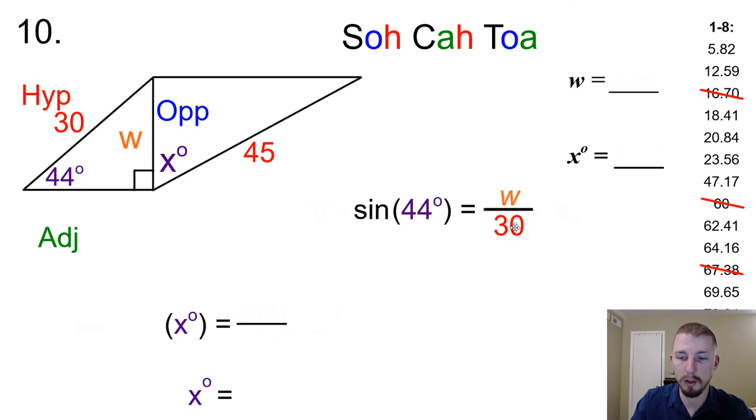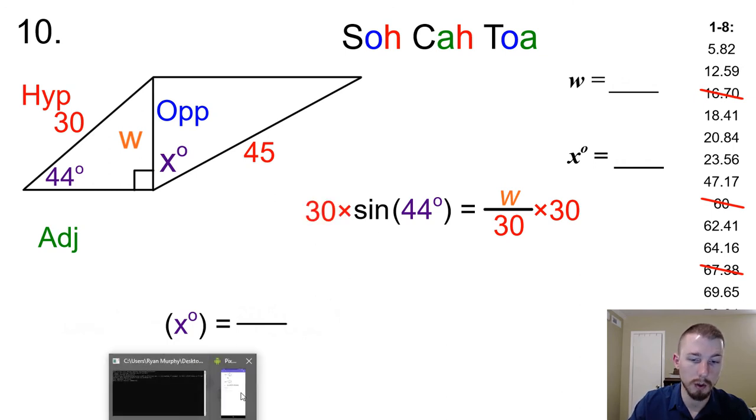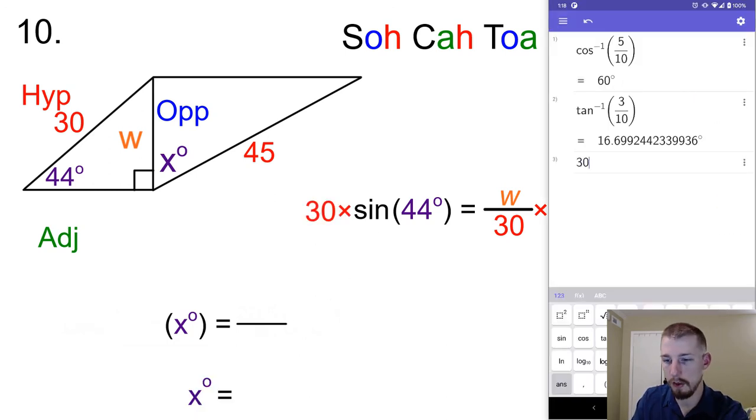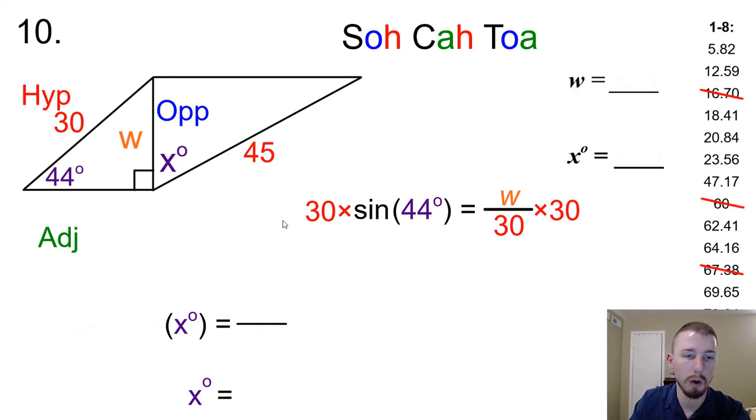So I got to get rid of the 30. It's on the bottom, division, so we multiply both sides by 30. So I'm going to put in the calculator 30 sine of 44, which is 20.84. So w is equal to 20.84. You can write it here if you want. That's also going to be one of your answers on the side, which we can cross out.